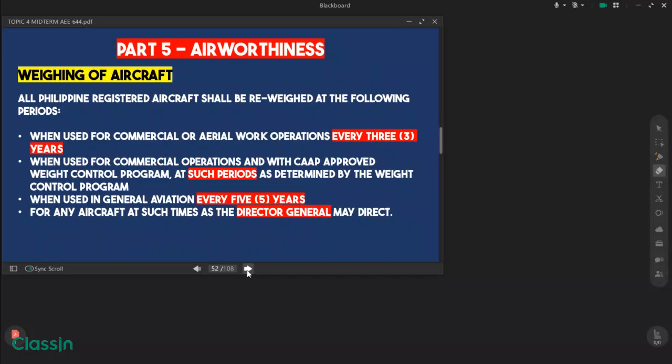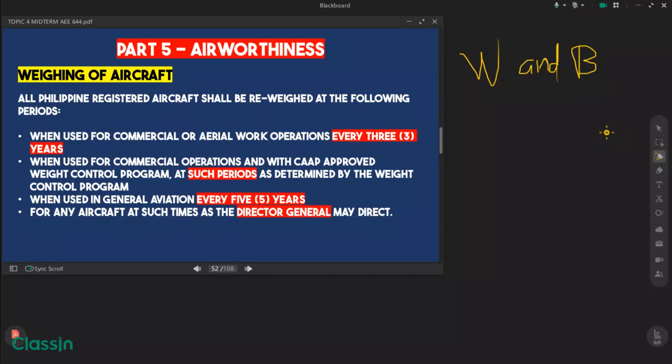Okay. So we have this weighing of aircraft. So all Philippine registered aircraft shall be reweighed at the following periods. Okay. So when used for commercial or aerial work operations, every 3 years. So when used in general aviation, every 5 years. So sir, bakit nga po kailangan nating magkaroon ng weighing? Kasi meron po kasi tayong tinatawag guys na weight and balance.